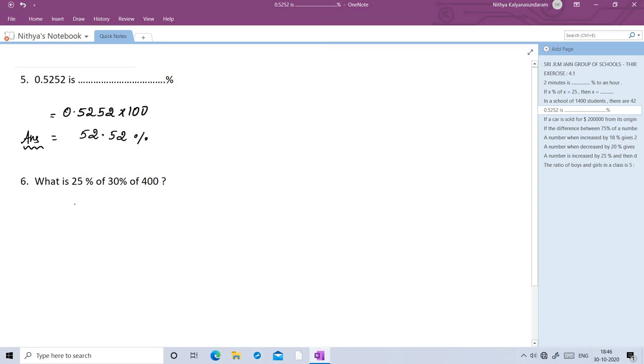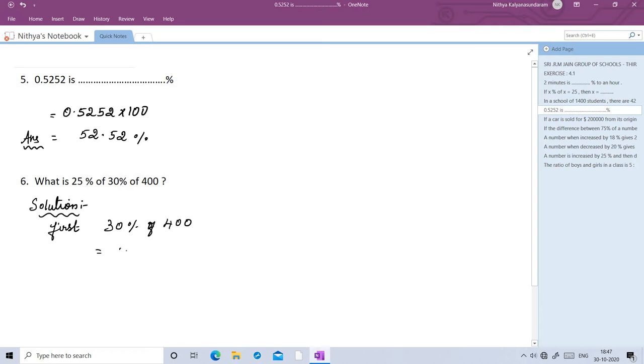So next question, what is 25% of 30% of 400? So here we want to find out what is the 25% of 30% of 400. First we need to find what is the 30% of 400. Solution. First to find 30% of 400. After getting the answer, we'll find out 25% of that. So 30% of 400, first calculate.